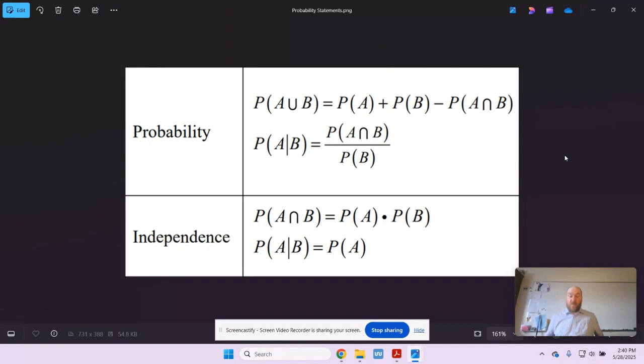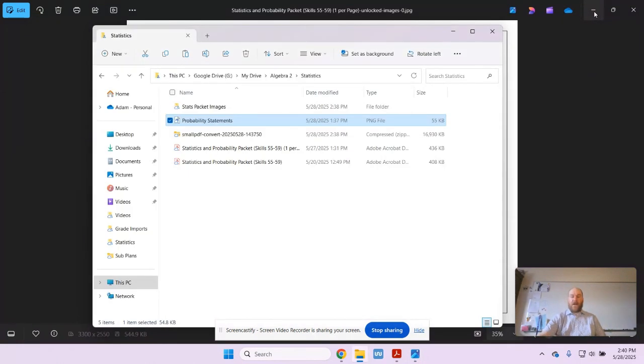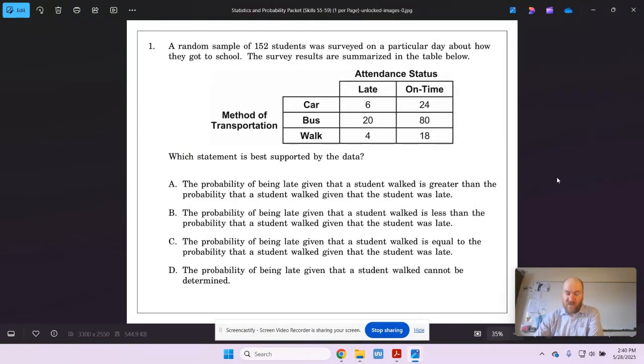Okay, you've paused the video, you've copied it. Let's go through some of these questions here. So we're going to start with question number 1 in the packet. All of these skills are going to practice the same thing, which is probability, specifically with independence and with the term given. So we'll go through what those terms mean in a second. But now question number 1 says a random sample of 152 students was surveyed on a particular day about how they got to school. The survey results are summarized in the table below.